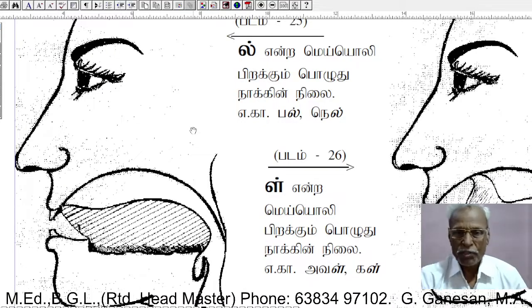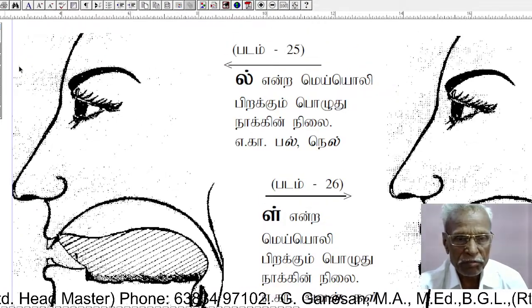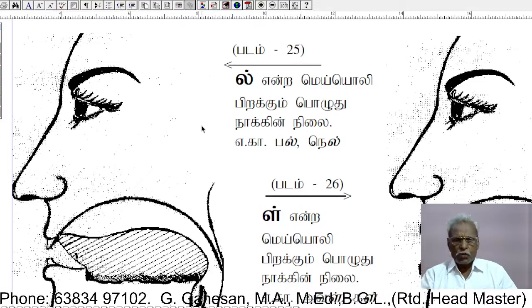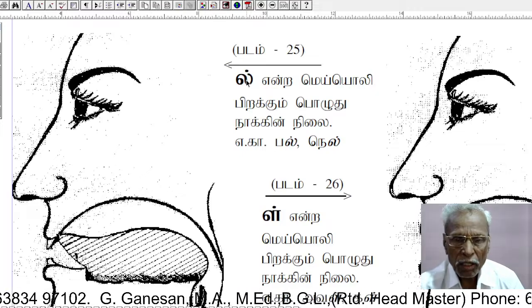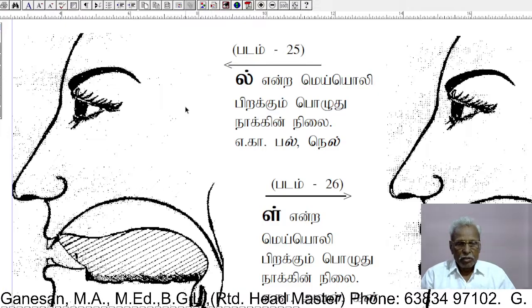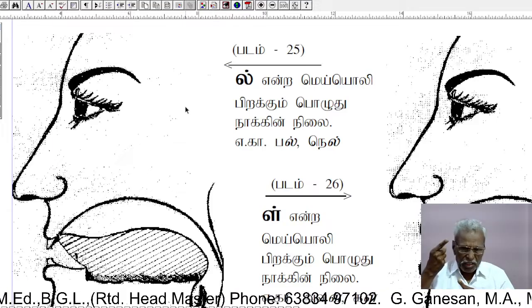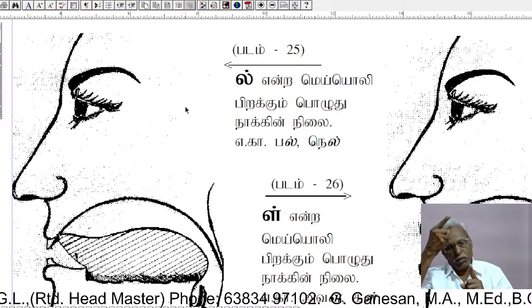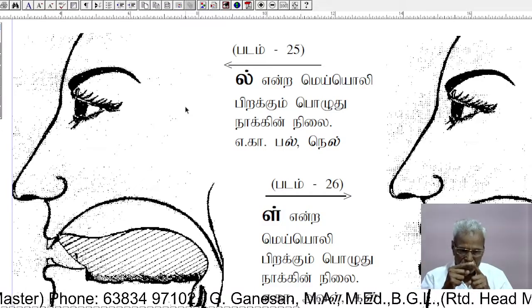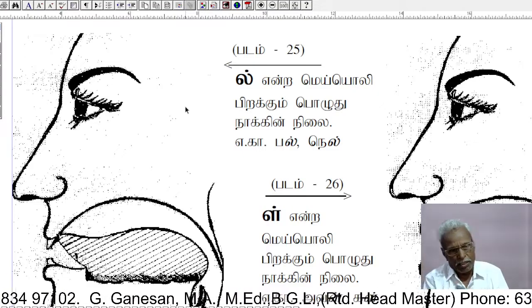Now, let us see the fifth phoneme, a very important Tamil phoneme: ல். This phoneme is produced by raising the tip of the tongue towards the upper teeth ridge and having a tight contact with it, and sending out the air through the sides of the tongue and the mouth.